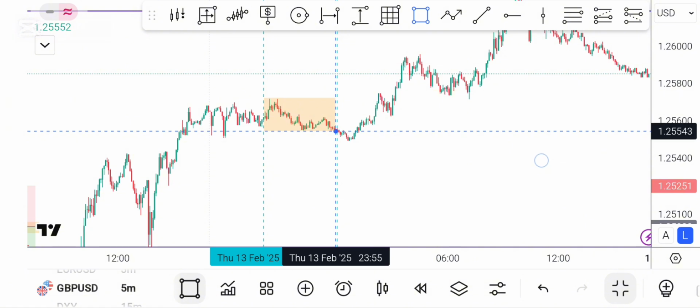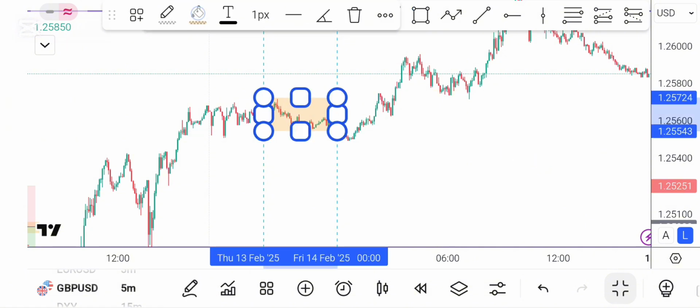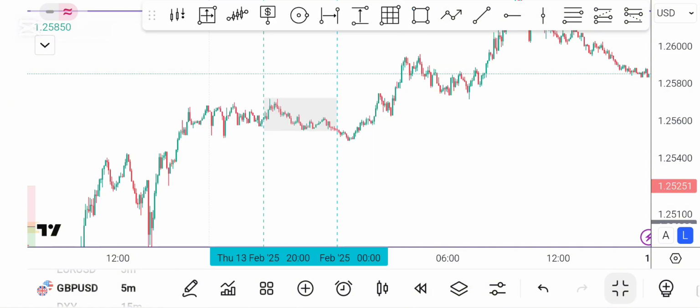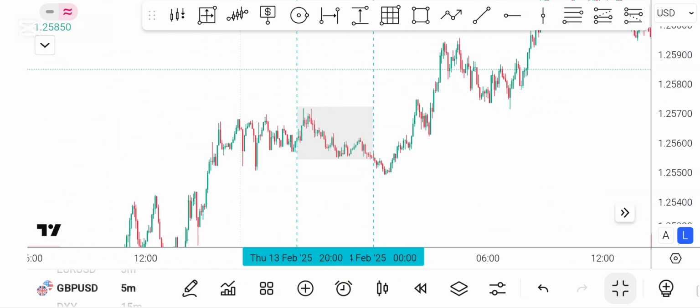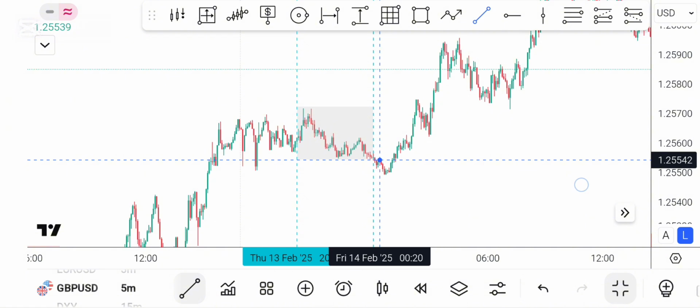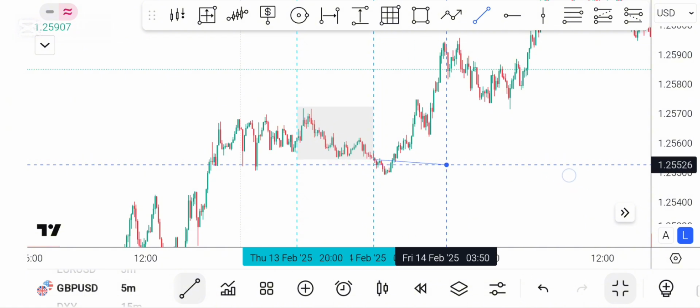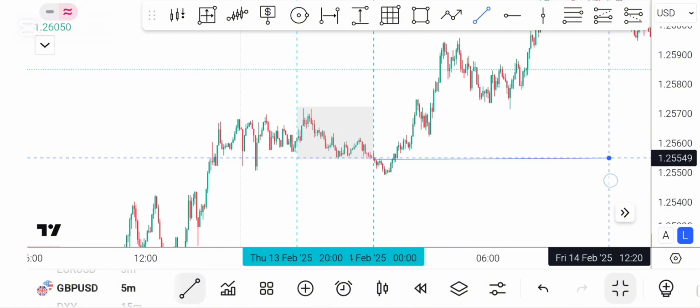The high and the low, like so, and we are going to make it gray. You can use any other color you want. It doesn't necessarily have to be gray. Now look at what happened. And you are going to pay attention to the midnight opening price as well, like so, and you extend it across.